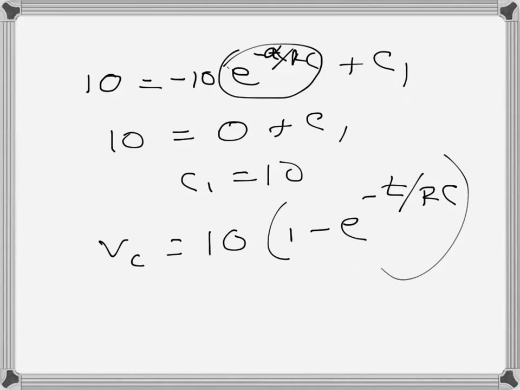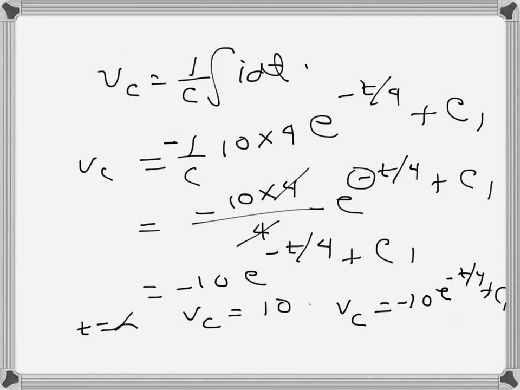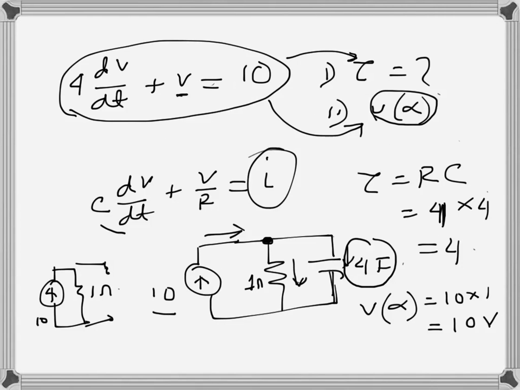So initially the voltage across the capacitor will be 0, and at t equal to infinity, the steady state voltage will be 10. So essentially that's what it will be, like that one. And it's the same voltage here actually because it's a parallel branch.